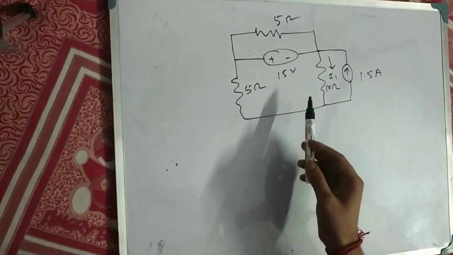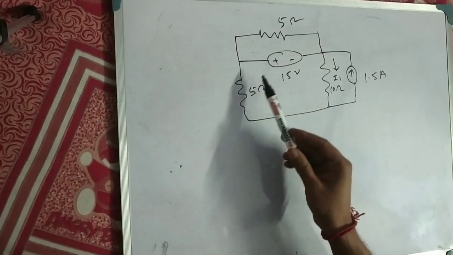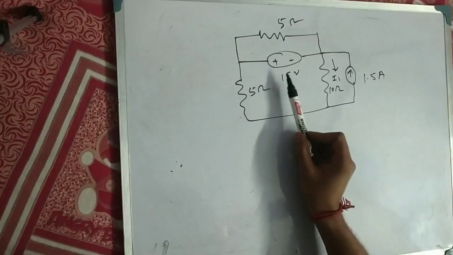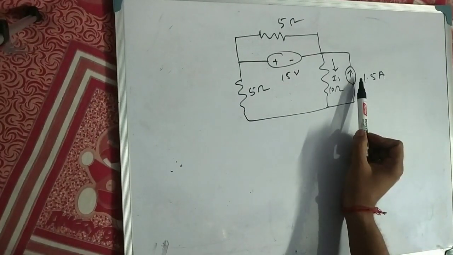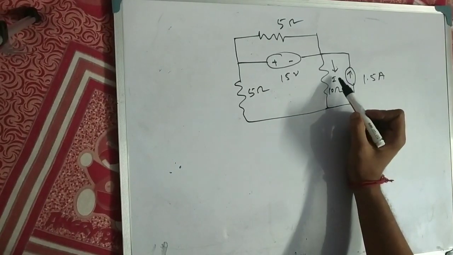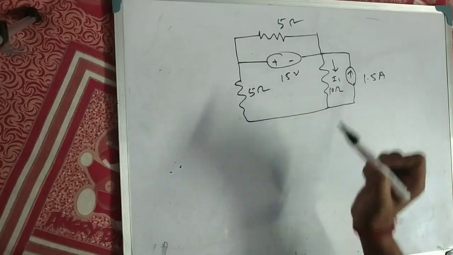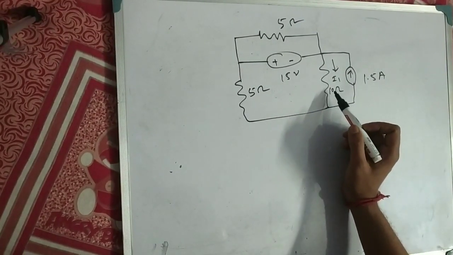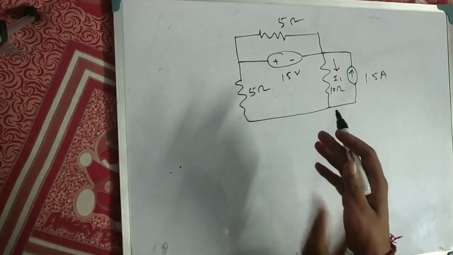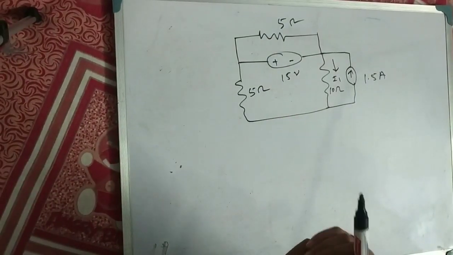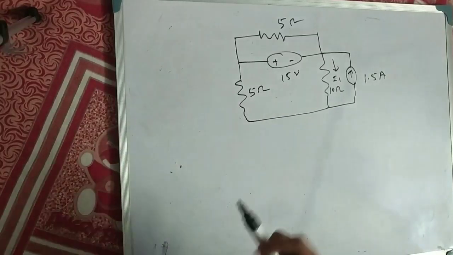Here we can see the problem. Electrical network. A voltage source is there and a current source is there. We have to find the current through the 10 ohm resistance. So we will apply the superposition theorem to find the current through the 10 ohm resistance.